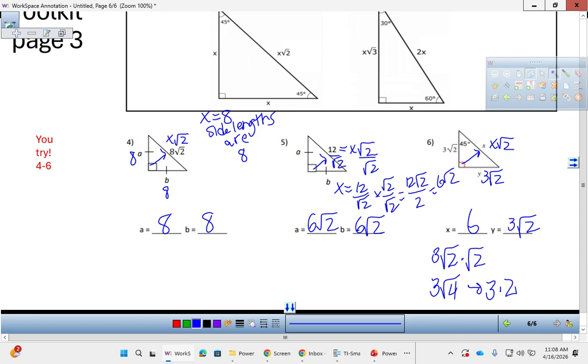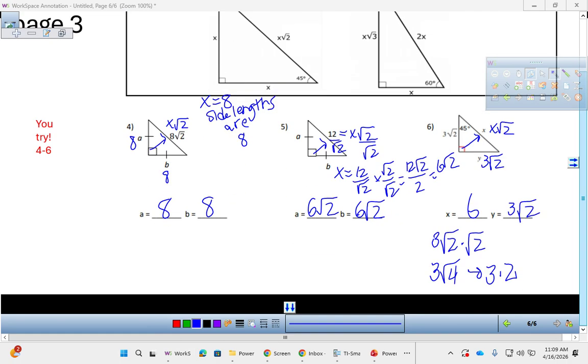Just a matter of memorizing the rule. Side lengths are the same, hypotenuse is the side length times root 2. Sometimes you have to manipulate it a little bit to make it work the way you want it to. Alright, so 45, 45, 90. We'll practice this one tomorrow.